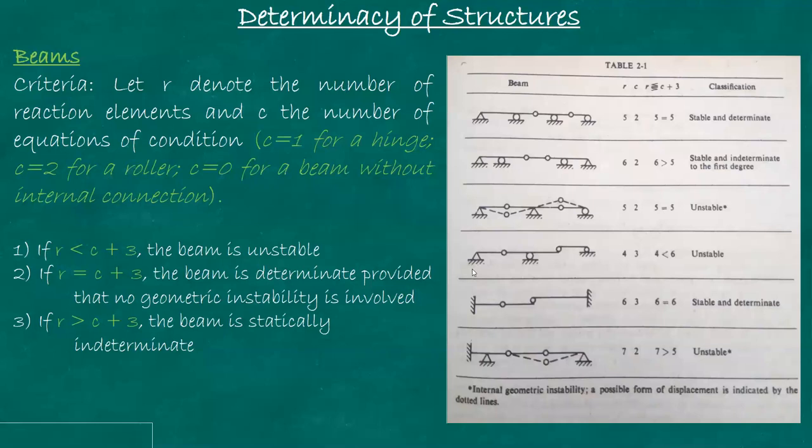Next, kini, 2 plus 3 plus 4. 2 plus 1 plus 1, so 4. Naa siyay roller. Murag stable ni tungod ani, pero kung apply nako og load, mudagan man siya kay roller man. So, unstable.